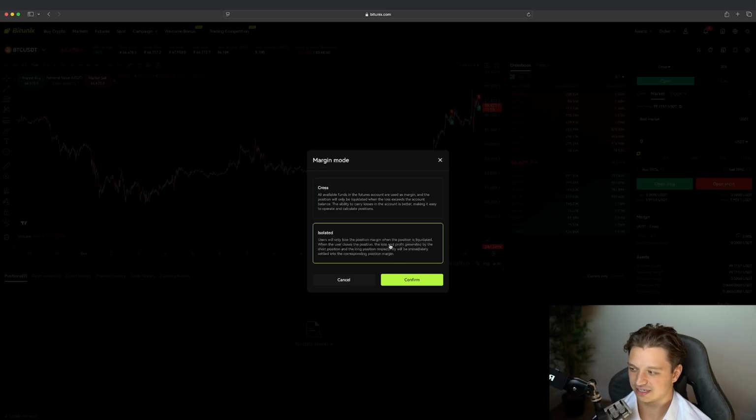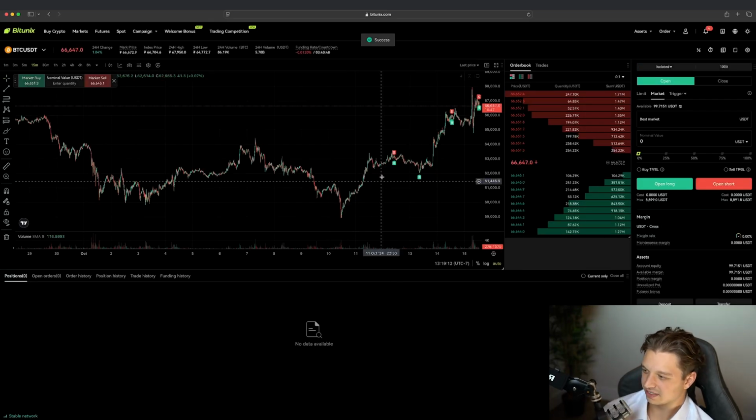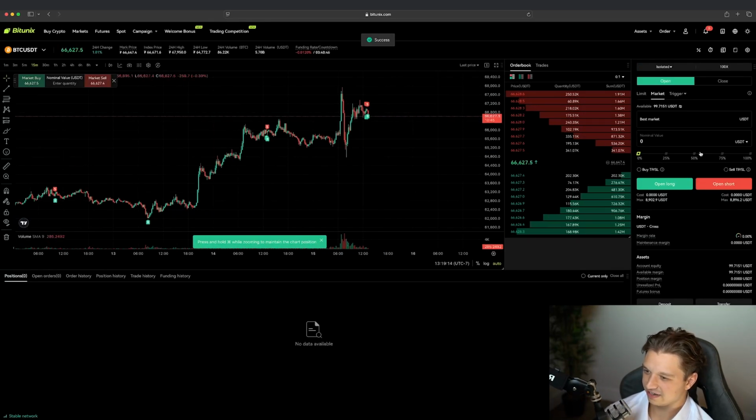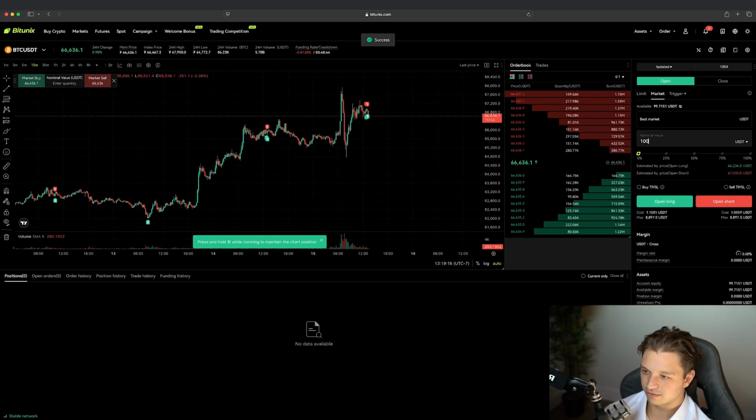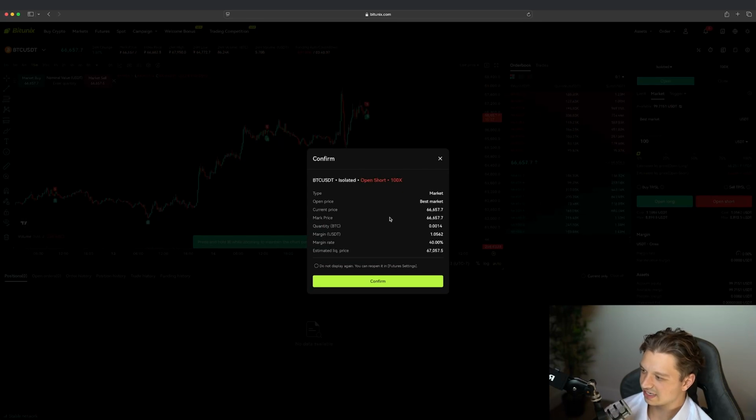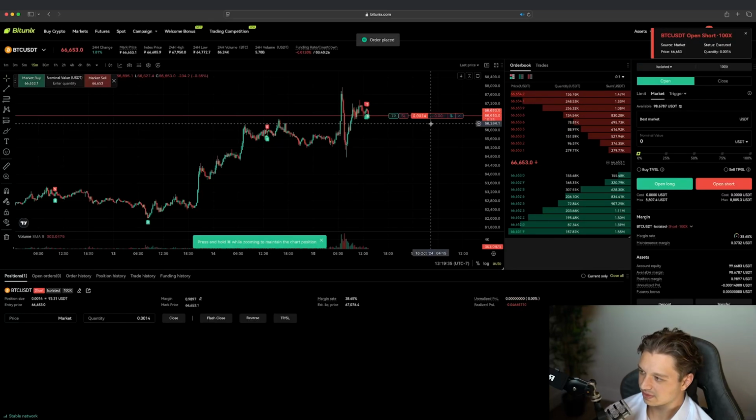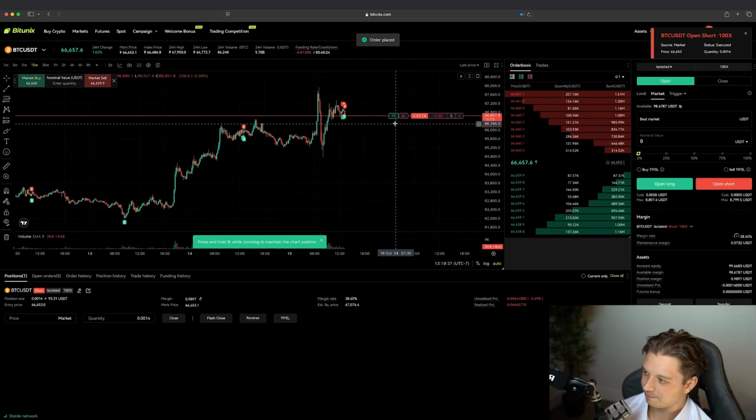Let's show you some quick examples. So let's say we're on isolated here and we enter a trade like this. Let's do a short position. You can see that our estimated liquidation price would be 67,057. And we have a margin rate of 40%, right? So we can enter that right there.